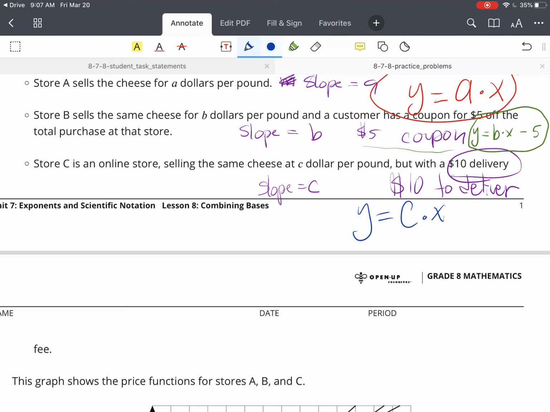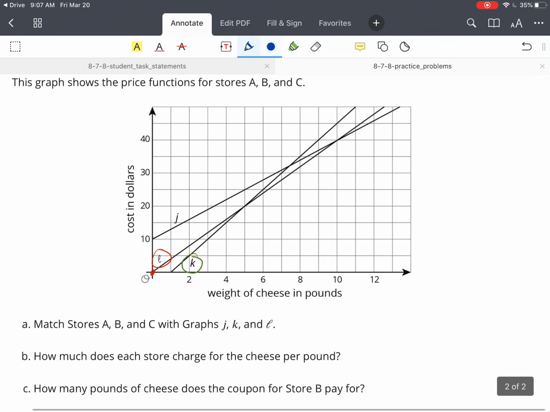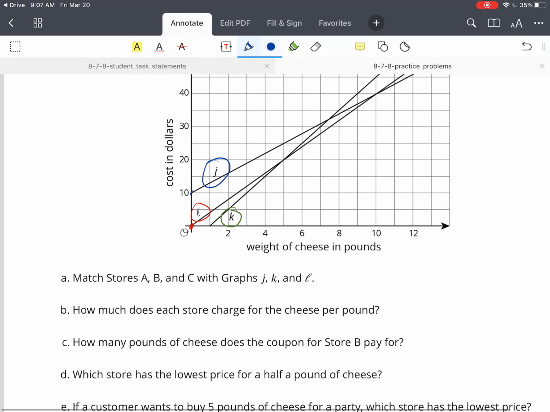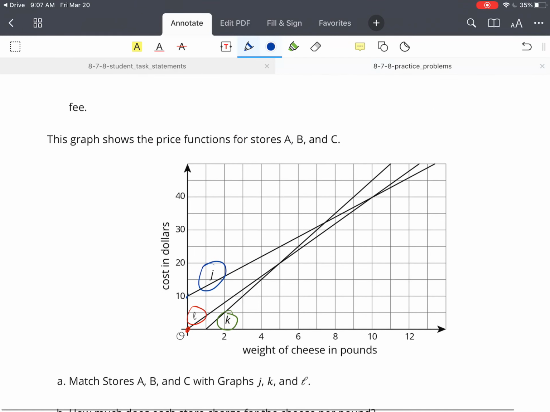Will it be plus 10 or minus 10? Are you getting charged $10 more, or is it going to be $10 less? Yup, $10 more. And sure enough, look, $10 starting value.